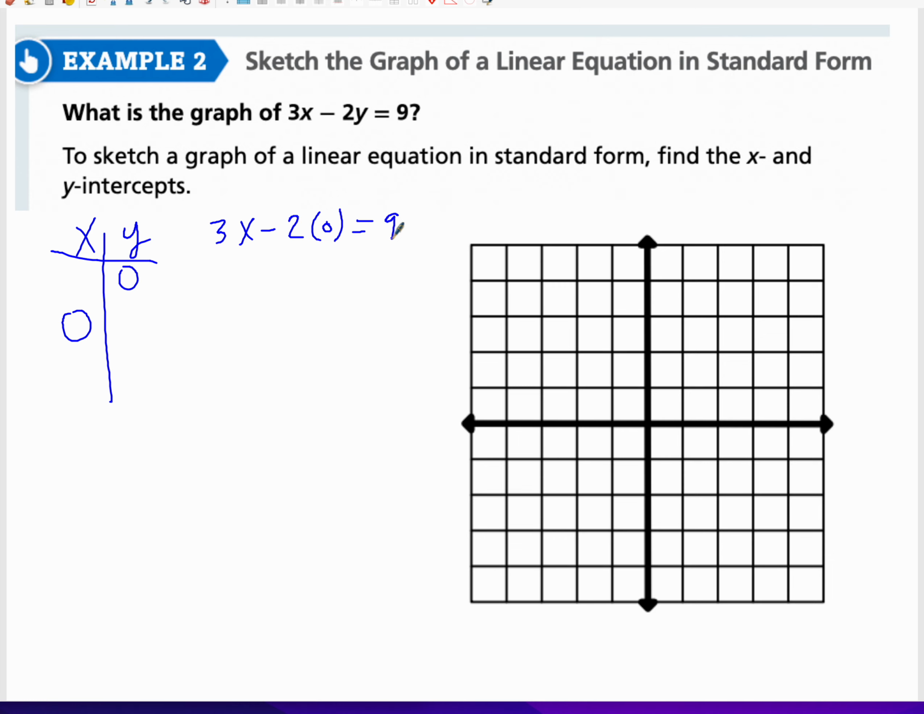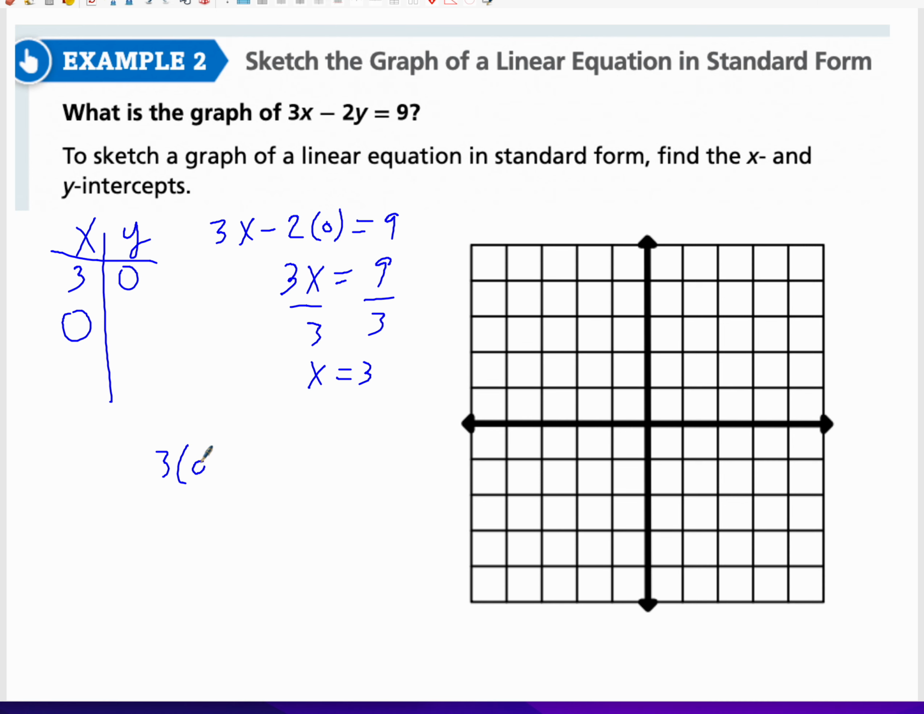So that'd just be 3x equals 9. Divide by 3, and I'm showing all the steps. I know you guys are gonna be able to do this in your head a lot quicker than that. So x equals 3, and I'm fine with that. So x-intercept is 3.